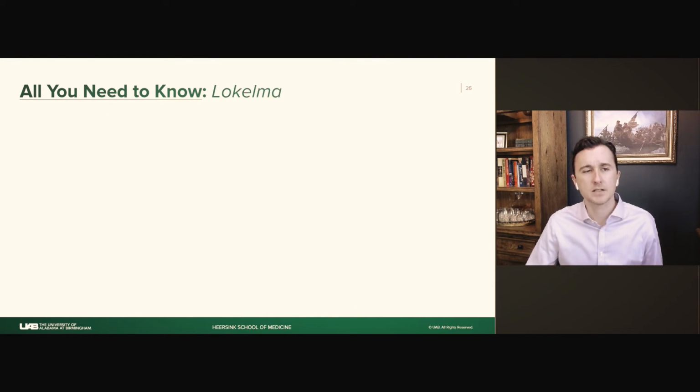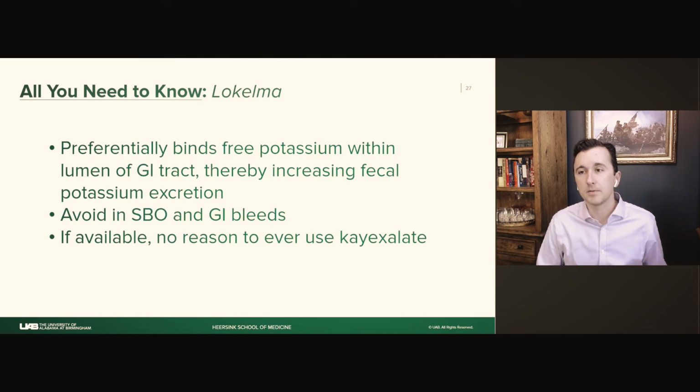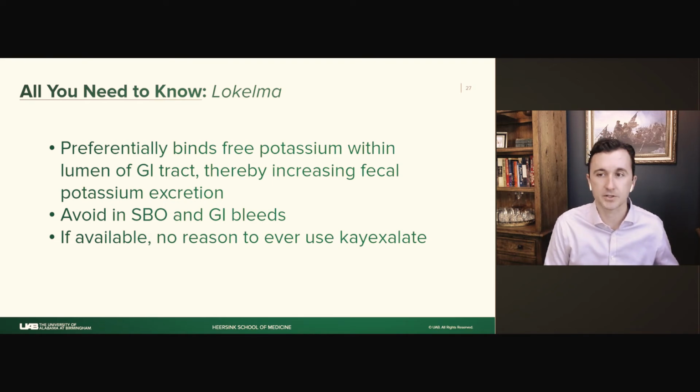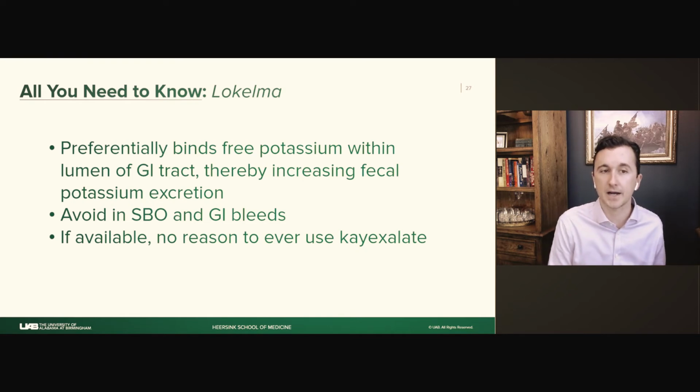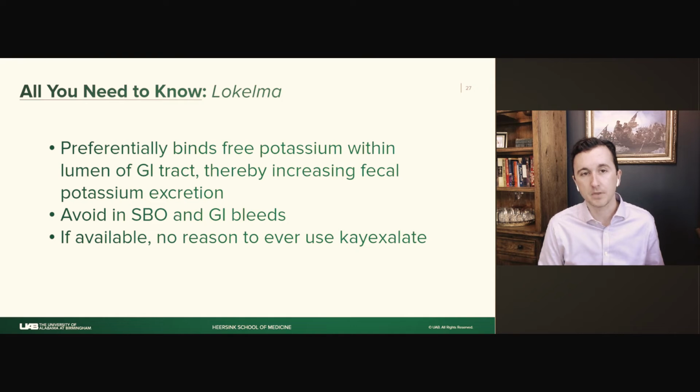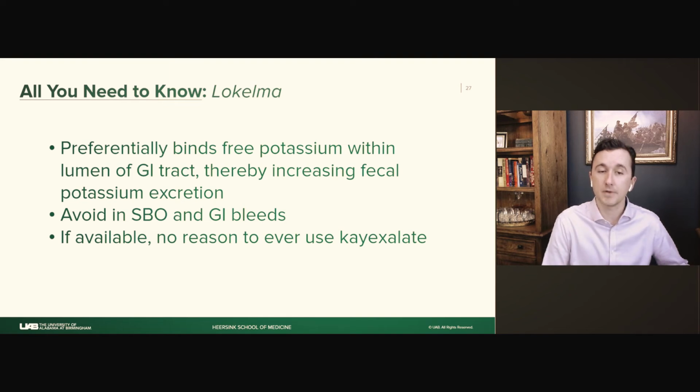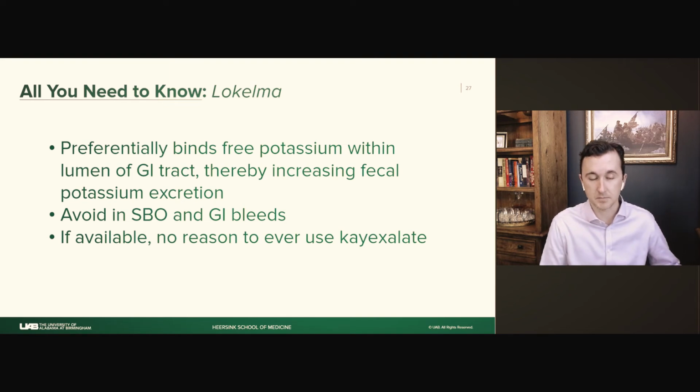Okay, so next is our GI binders or Lokelma. Now, whereas loop diuretics increase urinary excretion of potassium, Lokelma increases fecal excretion, and it does that by preferentially binding to the free potassium within the lumen of the GI tract. So patients swallow Lokelma, it's not absorbed throughout the entire GI tract. The drug itself never gets absorbed, but while it's in there, it's soaking up all of this extra potassium, and then you poop it out and there's less potassium absorbed in the GI tract.